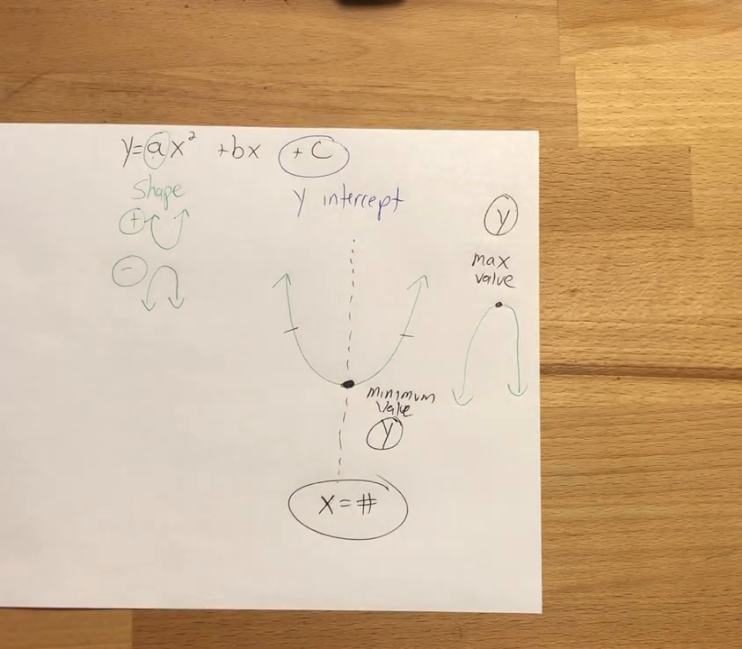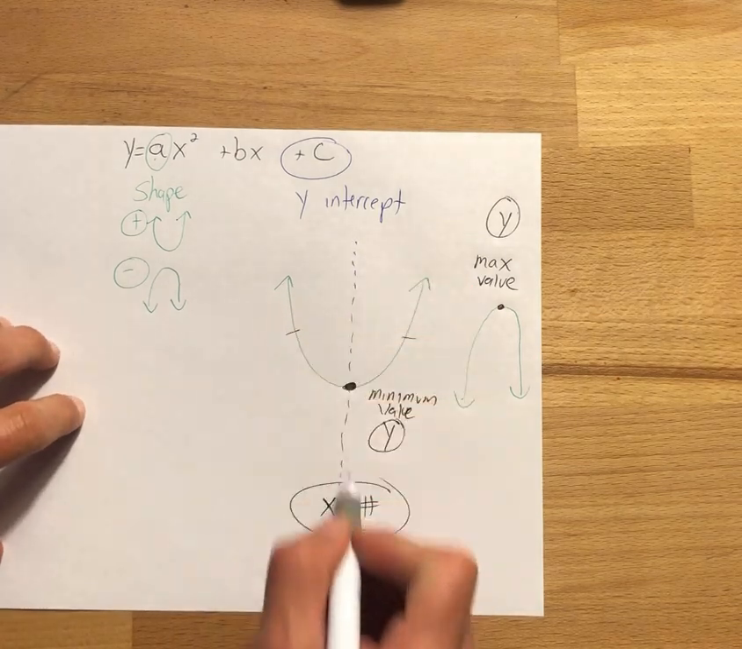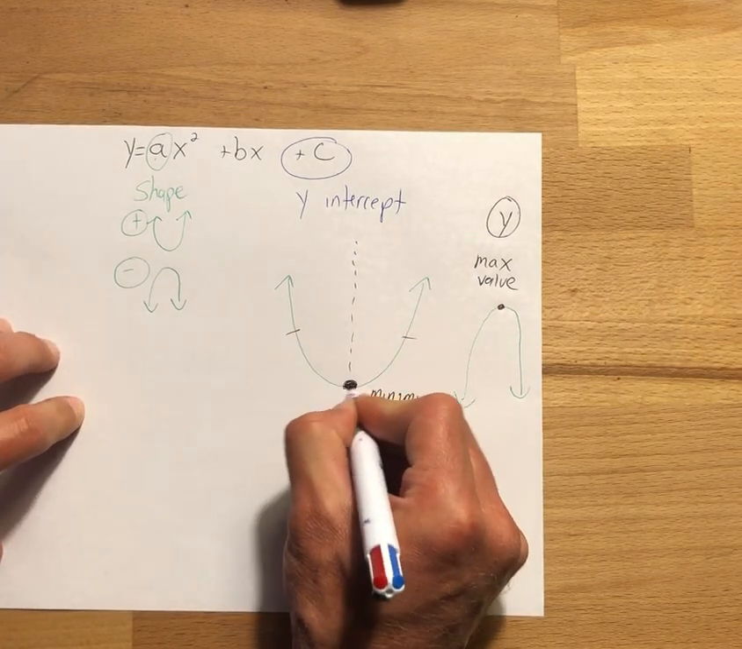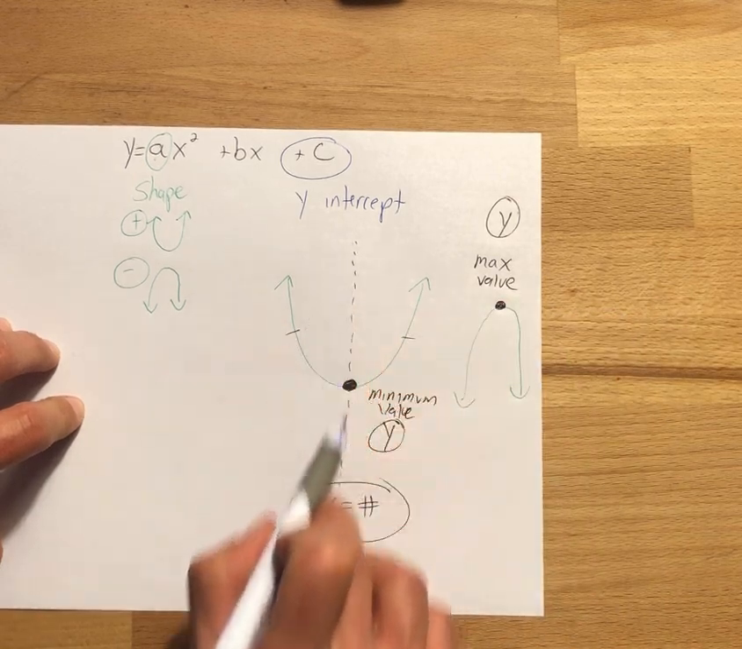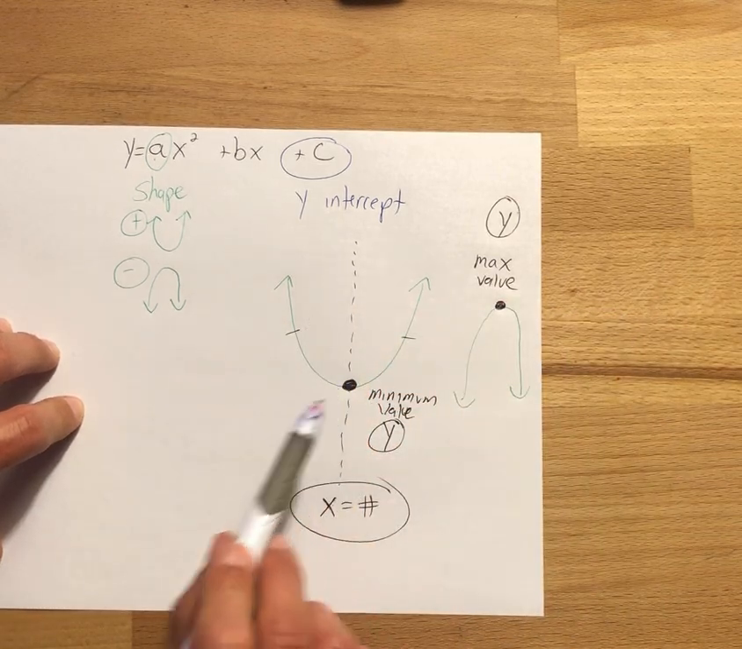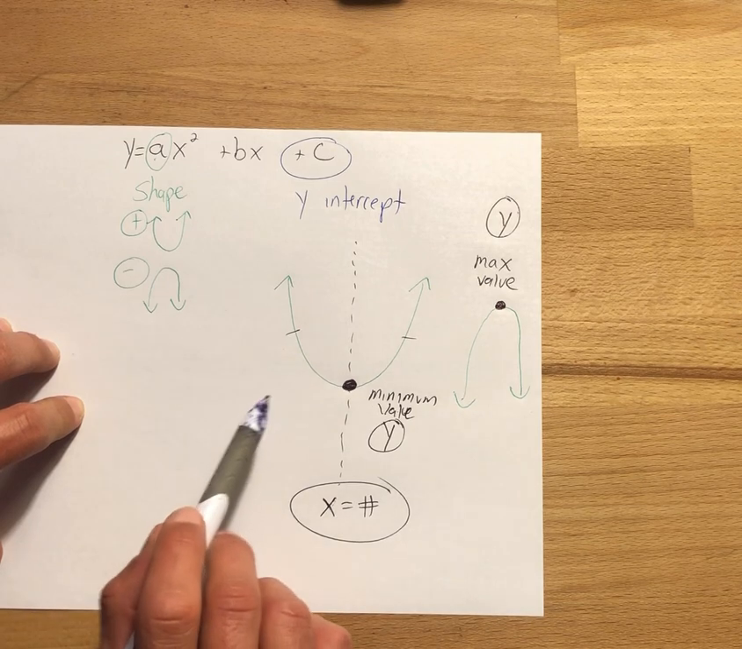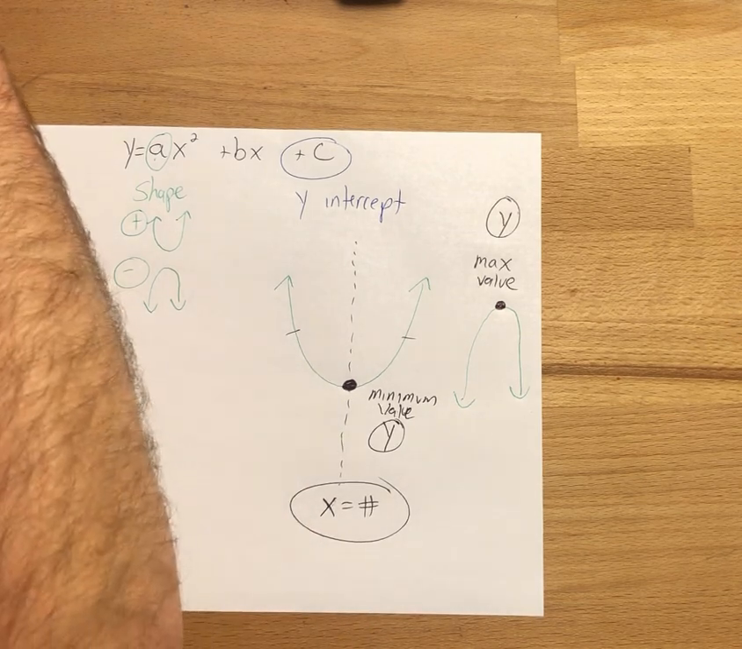The axis of symmetry, this imaginary line, always goes through the vertex. Always. So if you know your vertex coordinate, you will always know your minimum or maximum and your axis of symmetry.